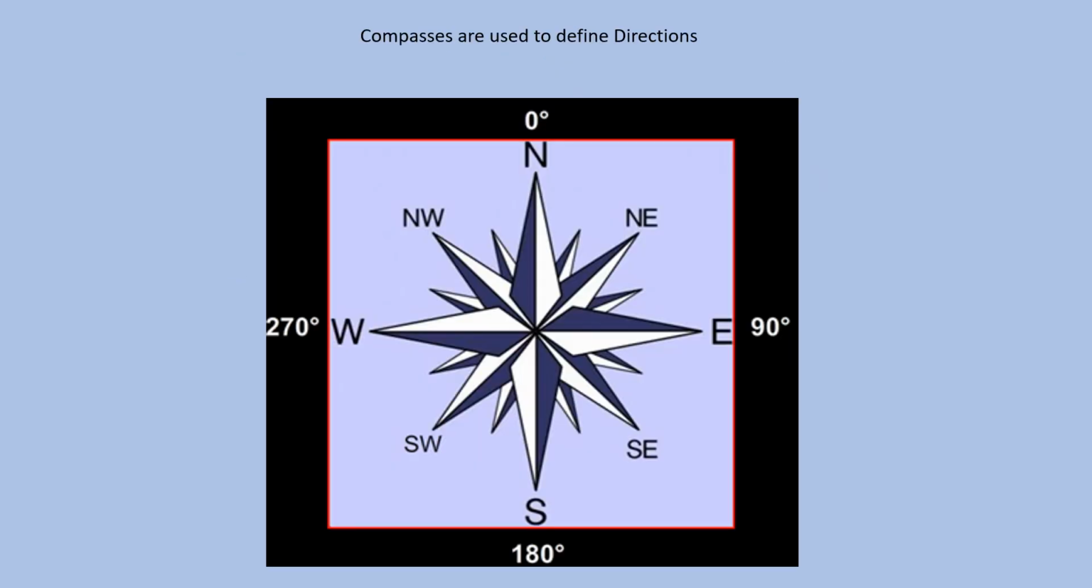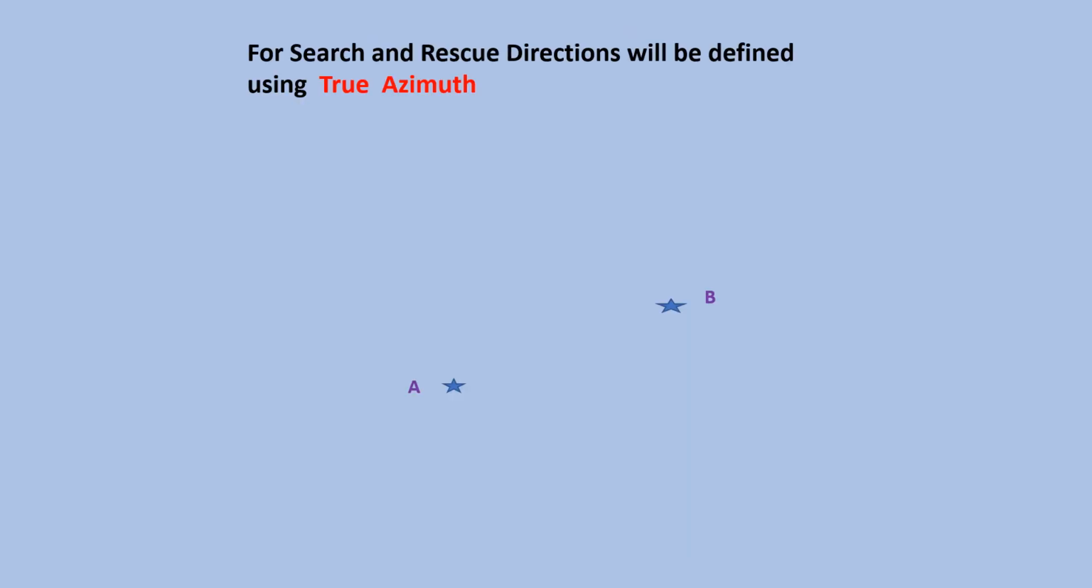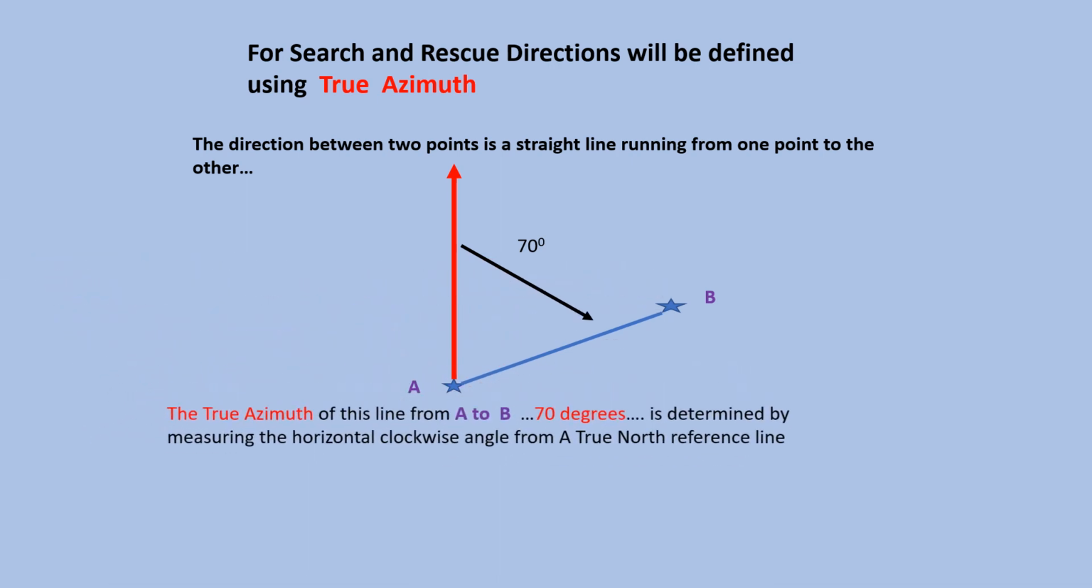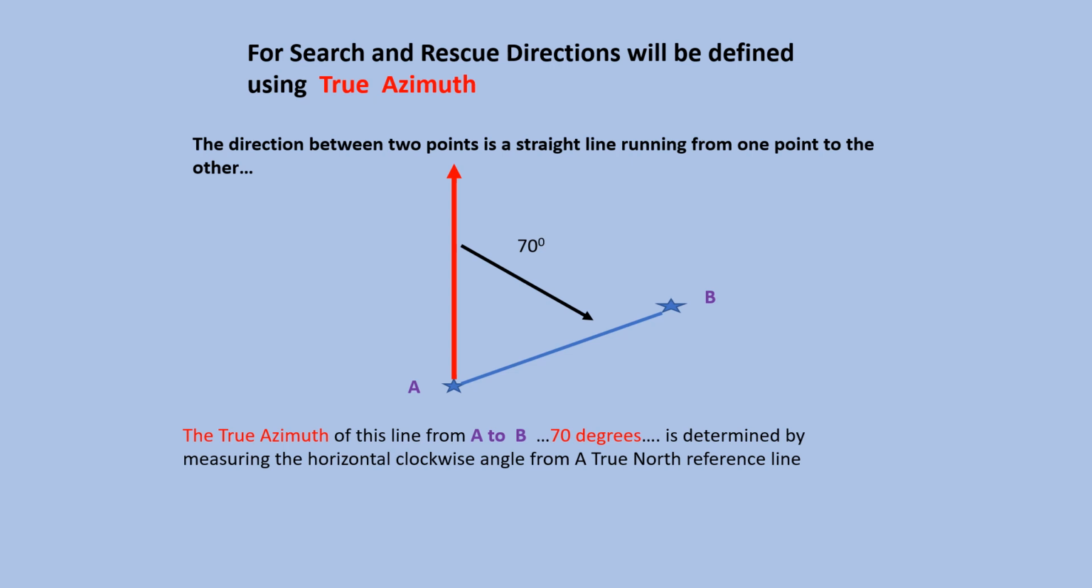Compasses are used to establish directions, and they are used to measure directions. For search and rescue, directions will be defined using true azimuth. The direction between 2 points is a straight line running from one point to the other. Direction is defined using the true azimuth of this line, which is 70 degrees, and is determined by measuring the horizontal clockwise angle from a true north reference line. Compasses are used to establish the north reference and measure the angle.